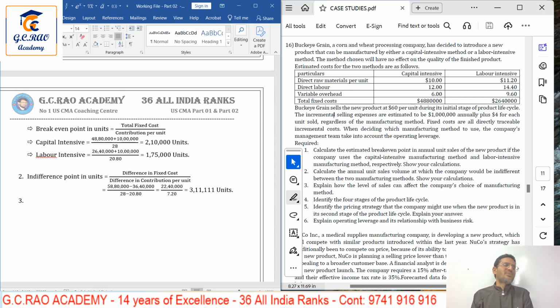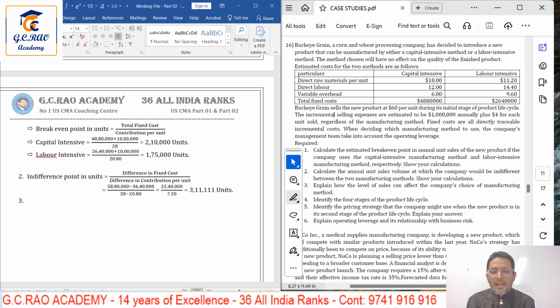In case your estimated production is 3,11,111 units, whether you are going for a capital intensive or labor intensive method, that doesn't make any difference. Both will give you the same cost. Yes or no?